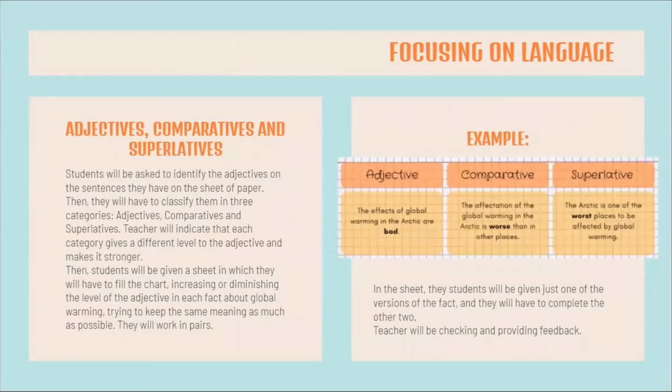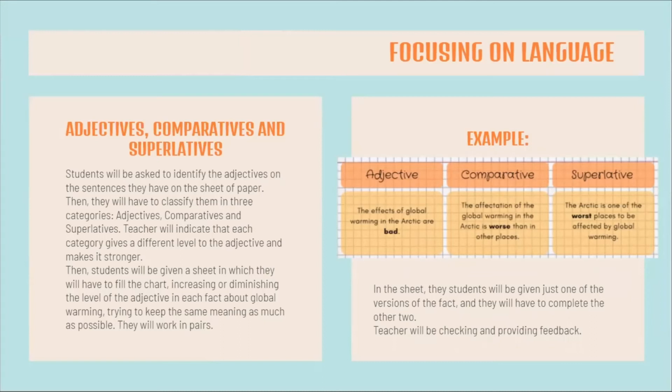Then students will be given a sheet in which they will have to fill the chart, increasing or diminishing the level of the adjective in each fact about global warming. Of course, trying to keep the same meaning as much as possible. They will work in pairs for this activity. Here we have an example.